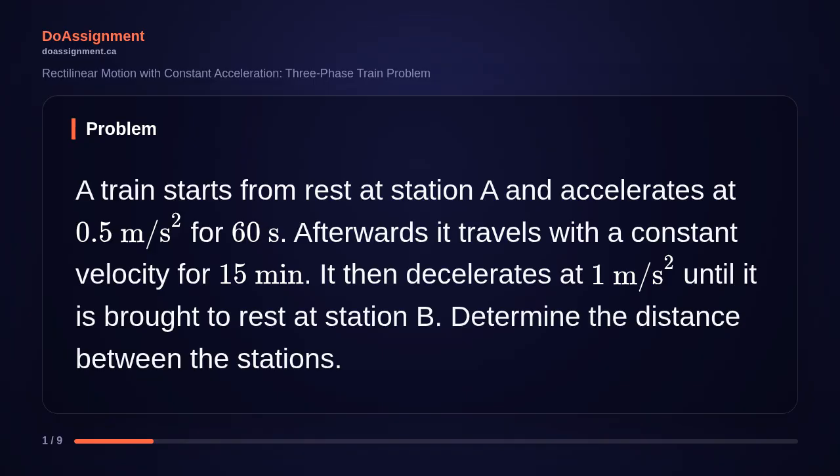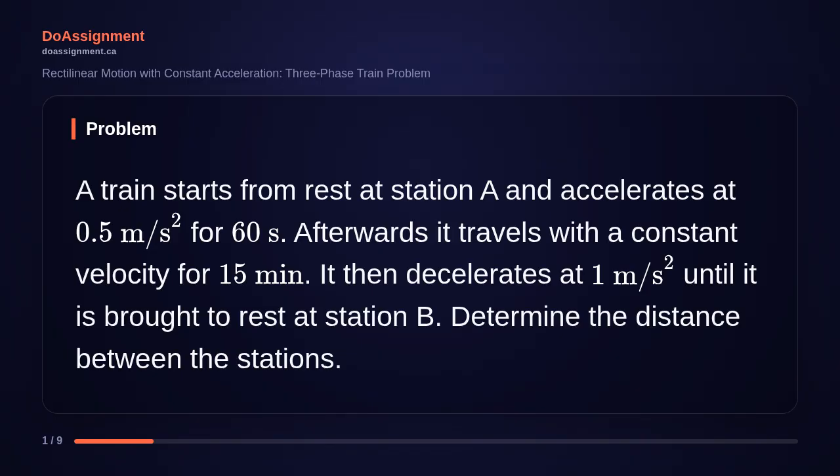A train starts from rest at station A and accelerates at 0.5 meters per second squared for 60 seconds. Afterwards, it travels with a constant velocity for 15 minutes. It then decelerates at 1 meter per second squared until it is brought to rest at station B. Determine the distance between the stations.